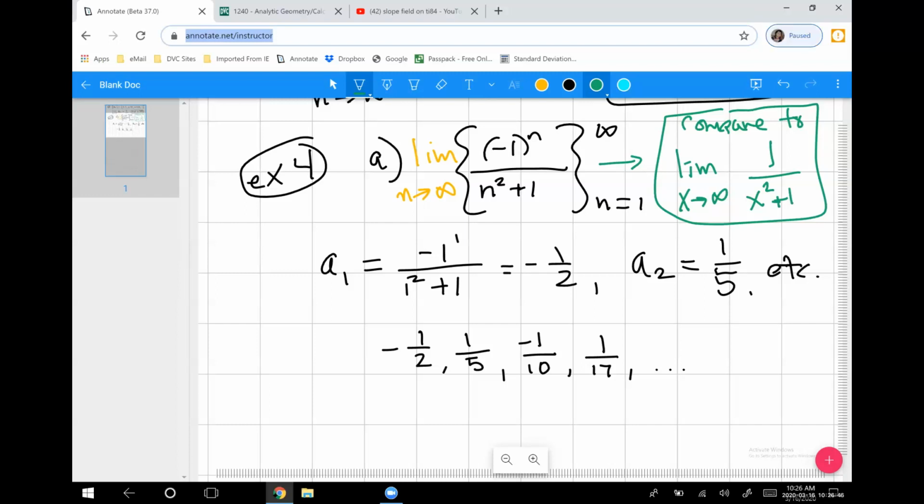Would that become undefined? So why are you thinking undefined? I was just thinking if we have a small number over an increasingly large number, it tends to 0, right? And does that make it undefined? No. So what's your new conclusion? That it tends to 0.